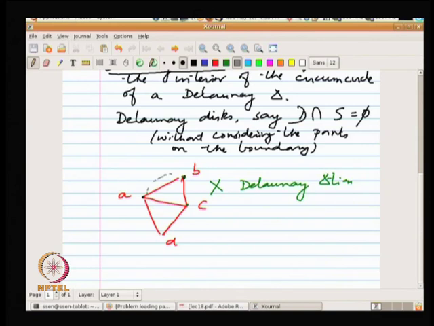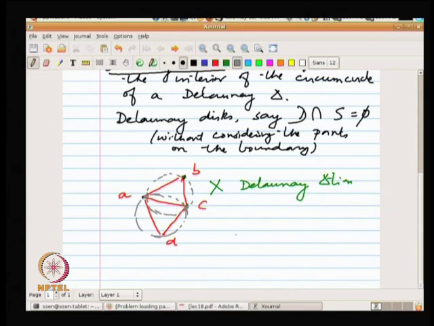And at least a freehand drawing should be convincing that neither of these two circumcircles contains any other point, namely that these two are empty. The circumcircle of ABC and the circumcircle of ACD are both empty, and therefore, by definition, they qualify to be Delaunay discs. And so this triangulation does meet the condition of a Delaunay triangulation. Is this a coincidence? Not really.